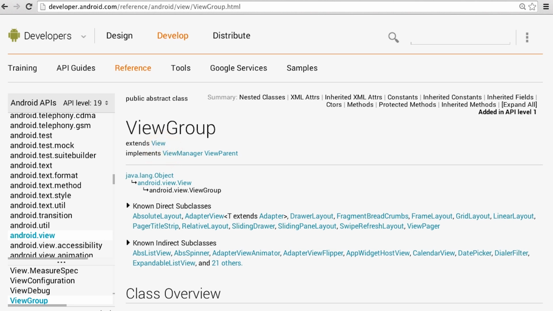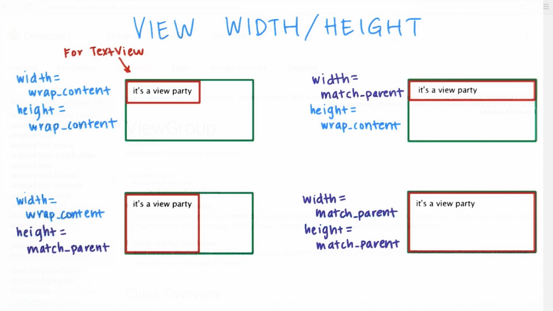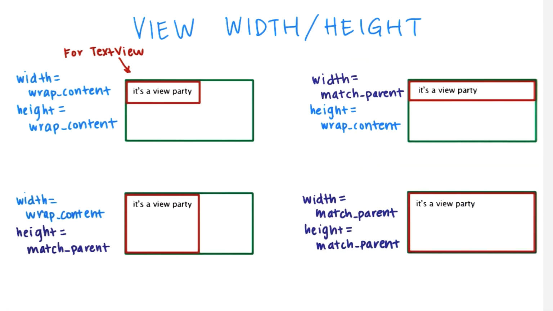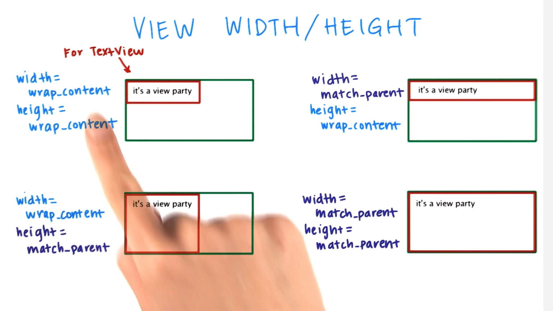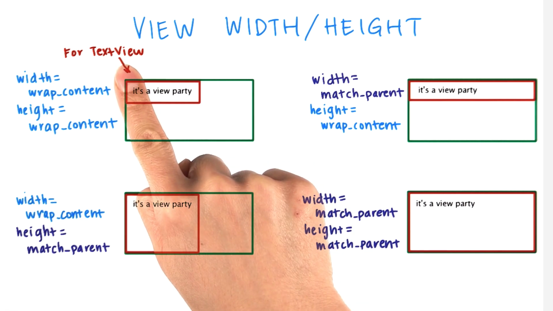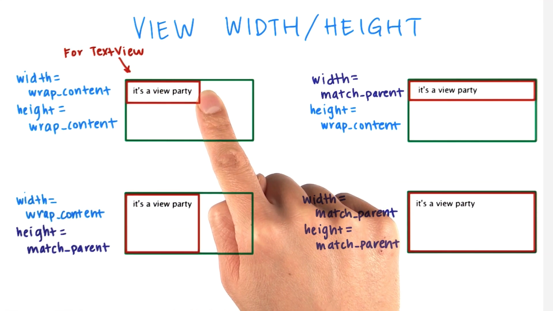The reason why we care so much about parent-child view relationships is because the way a child view gets laid out depends on its parent. The simplest example of this is specifying a view's width and height. By now you've seen that every view requires a height and width. The two possible values are either wrap content or match parent. This diagram shows all the possible combinations for width and height for this text view. This is the bounds of the view when we set wrap content for height and width.